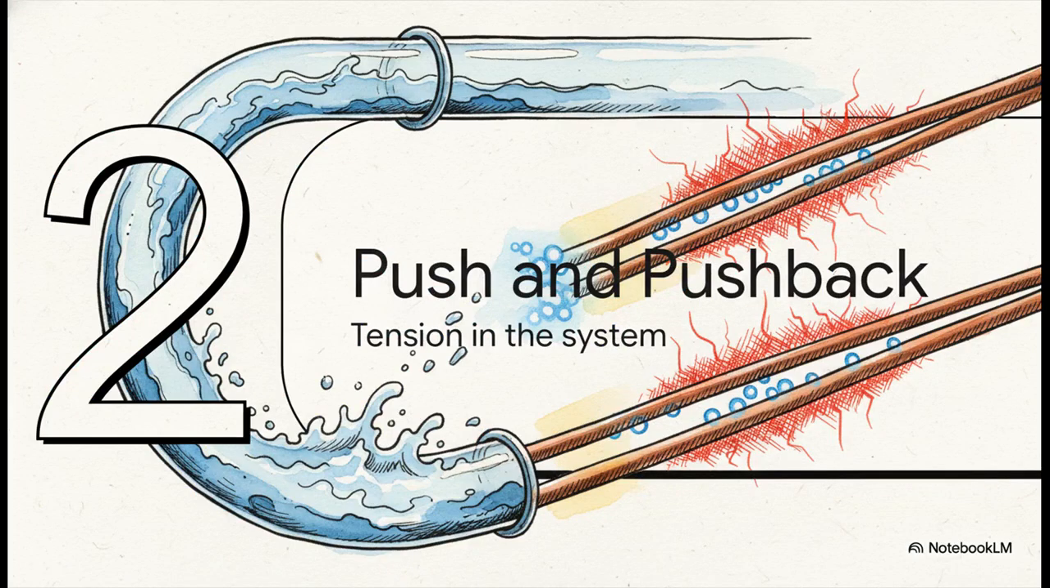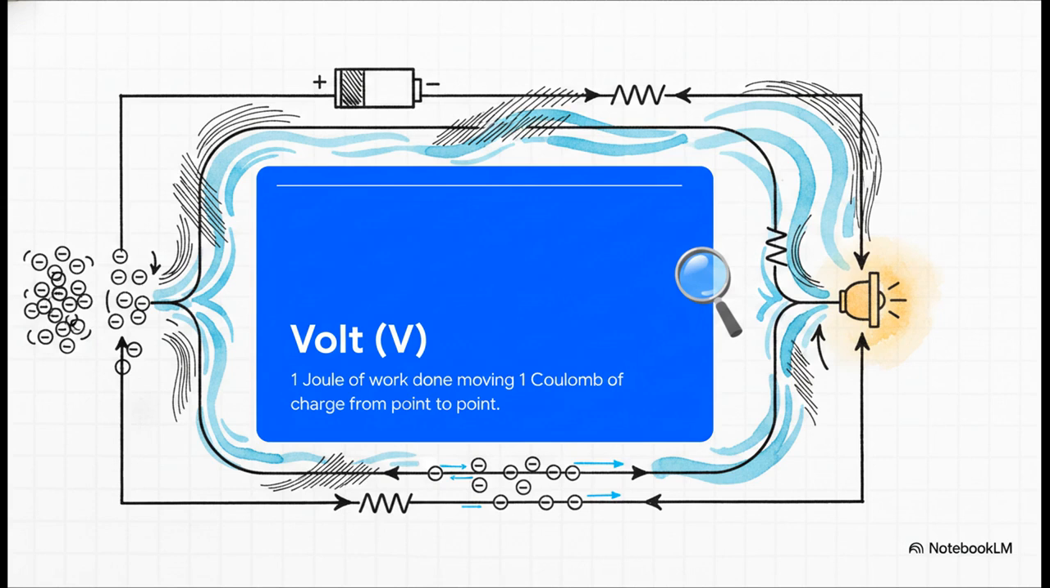Moving right along to part 2, the push and the pushback. Let's talk about the tension in our system. So if the ampere is our water's flow rate, the volt is our water pressure. It's the absolute crucial push required to force those electrons through the circuit. Because remember, electrons naturally repel each other. They don't want to be crammed together. You have to do actual physical work to move them.